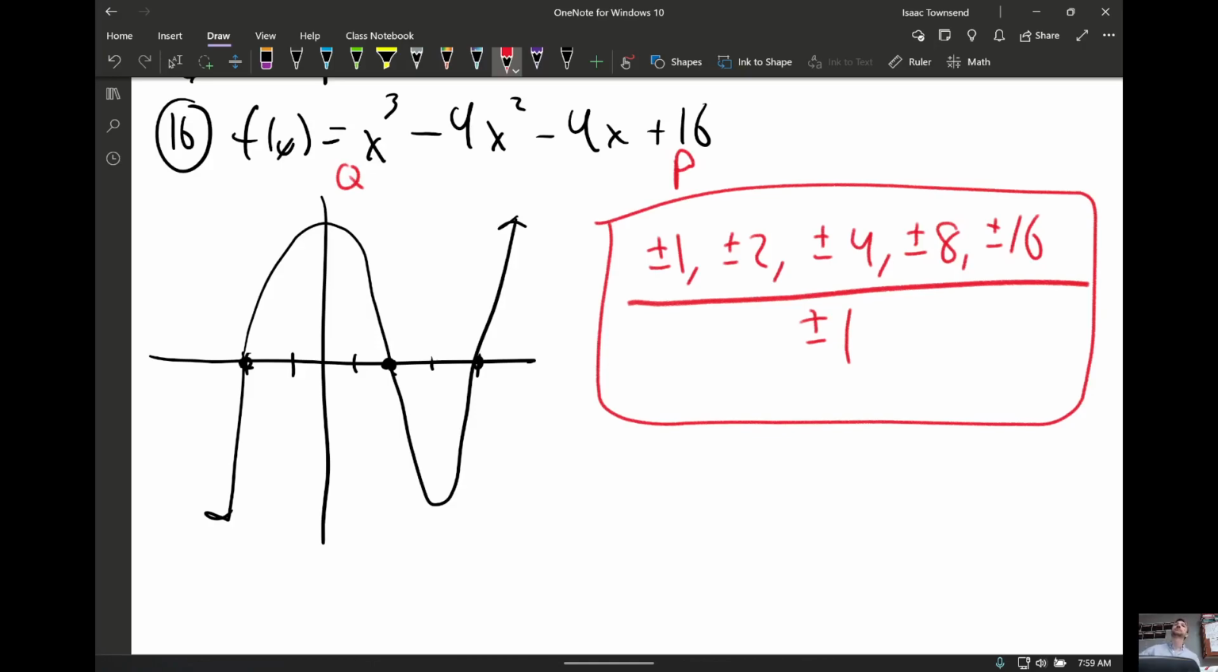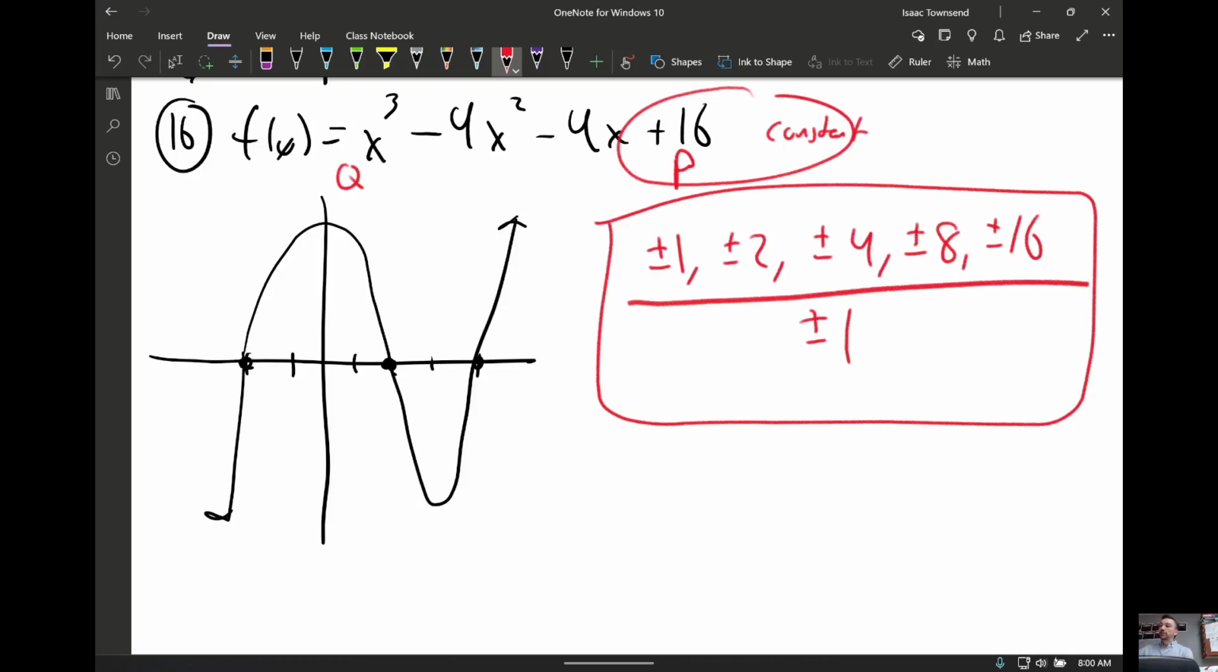Yes? Right. How do you get a zero? How do you get p? P is always going to be the constant, so the part without an x. So plus or minus all the factors of p. Anything that goes into it evenly.